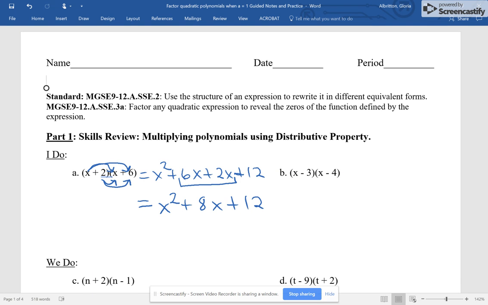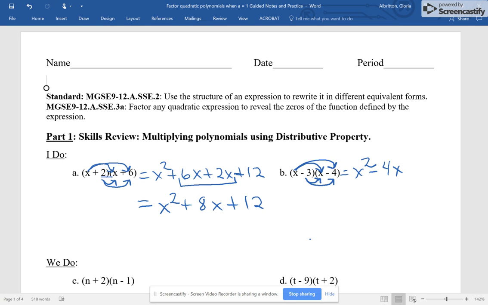Now I'm going to do part B. Again, using the distributive property, I'm going to distribute x times x and x times negative 4. X times x gives me x squared. X times negative 4 gives me negative 4x. Same thing for my negative 3. I'm drawing the arrows to show you what I'm doing.